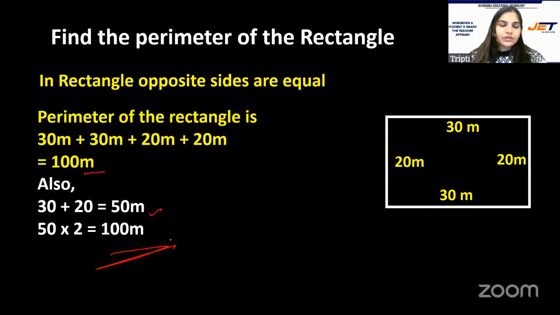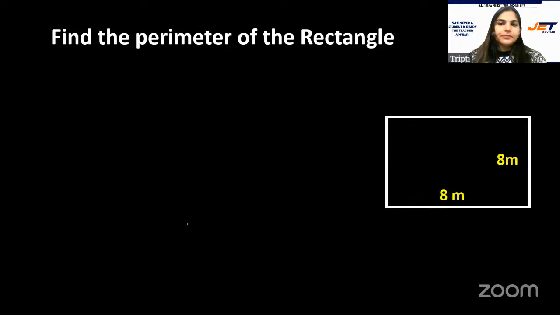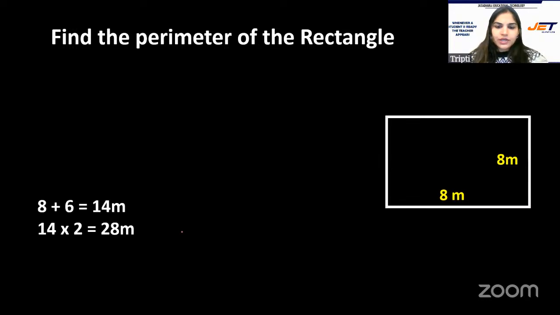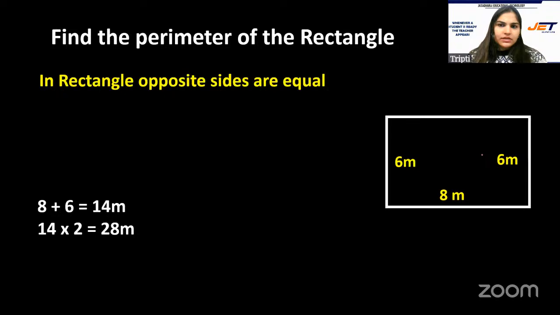Let's do the next one. Here we go. So here I would like to change something. This is like this: 8, 8, 6, 6, because the opposite sides are equal, right? So 8, 8, 6, 6.